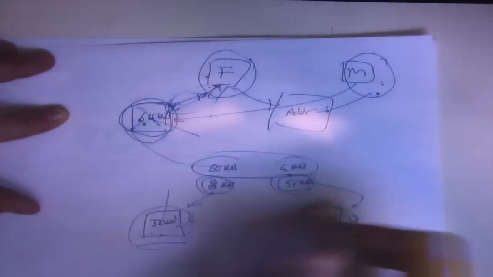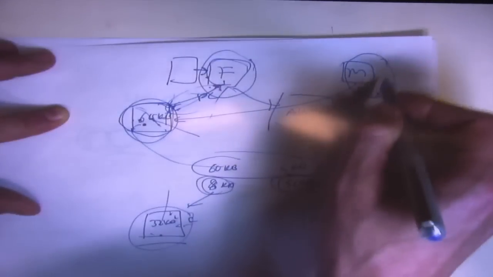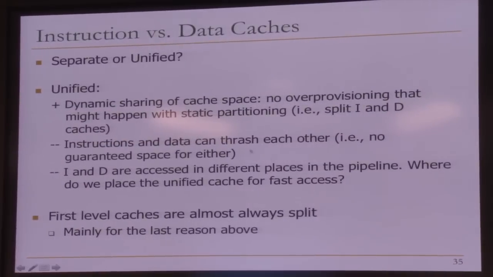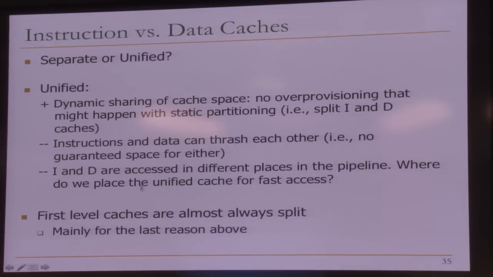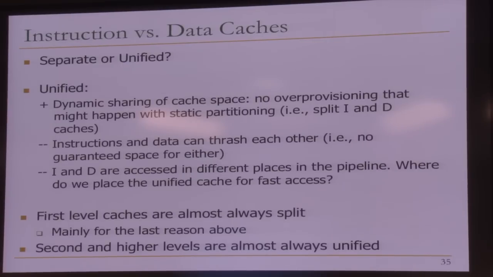And that's one of the major reasons, actually the major reason, why instruction and data caches are partitioned. You put the instruction supply very close to the fetch unit. You put the data supply very close to the memory access unit. So first level caches are split between instructions and data mainly because of this reason. Although these other reasons matter too. But second and higher levels are almost always unified. You don't usually see processors with an L2 instruction cache, L2 data cache, an L3 instruction cache, L3 data cache. They're usually unified, right? Hasn't always been the case.